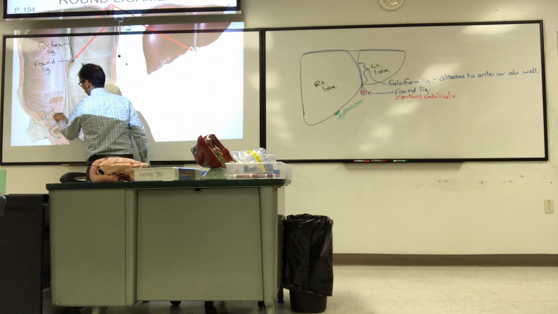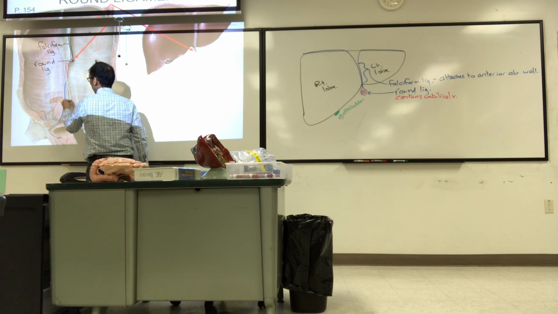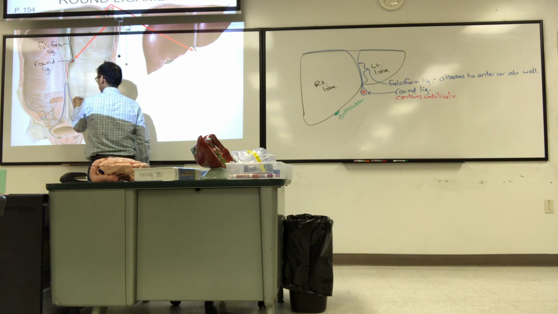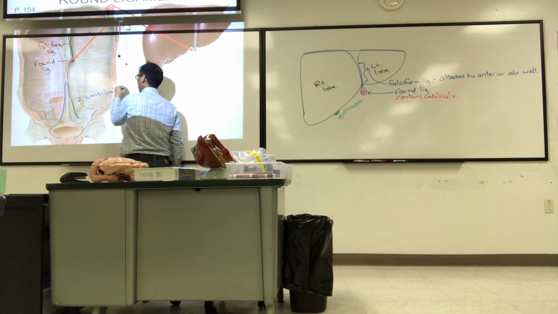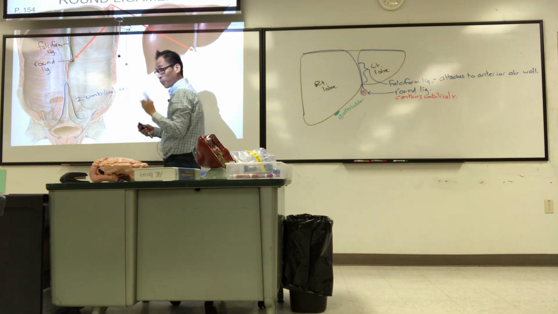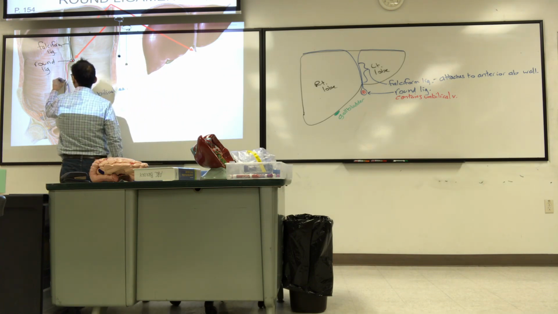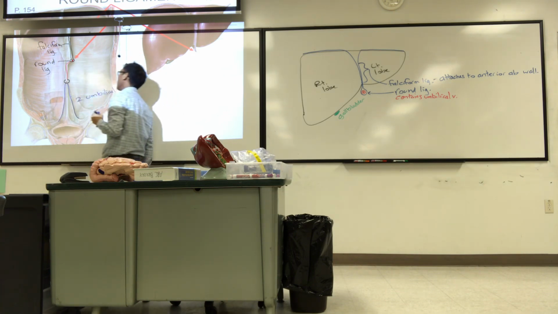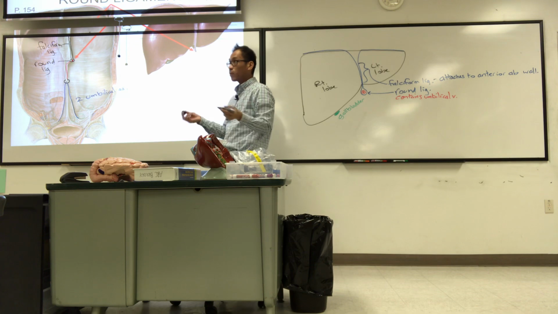There's one. Remember, these are branches of the internal iliac. There's two. So you have two umbilical arteries. And they exit through the belly button. So that's the inside of your belly button. Okay. And they all exit out through there. That'll be the umbilical cord on the other side.